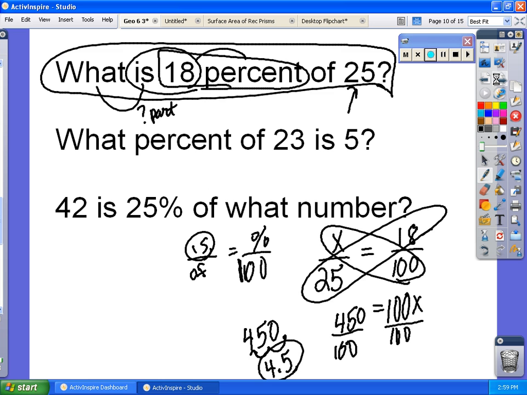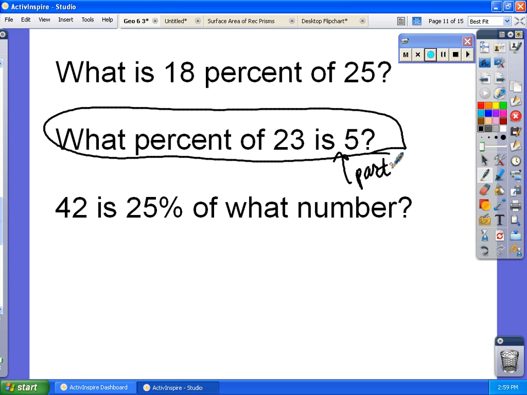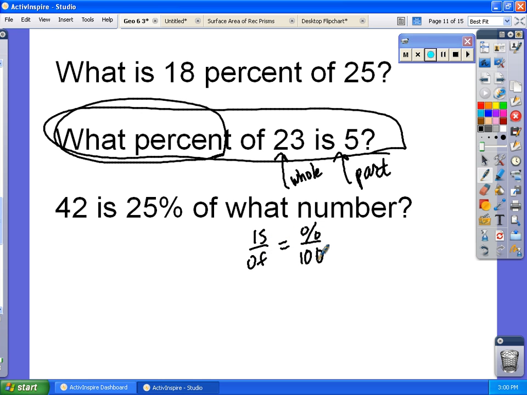Let's do another one. Now we're going to do this one. What percent of 23 is 5? So here we have the part, because it says is 5, of 23. So now we have the whole. What we don't have is the percent. So is over of equals percent over 100. So what percent? I don't know the percent, so x out of 100, which equals the is, the 5, and the 23 is the whole.